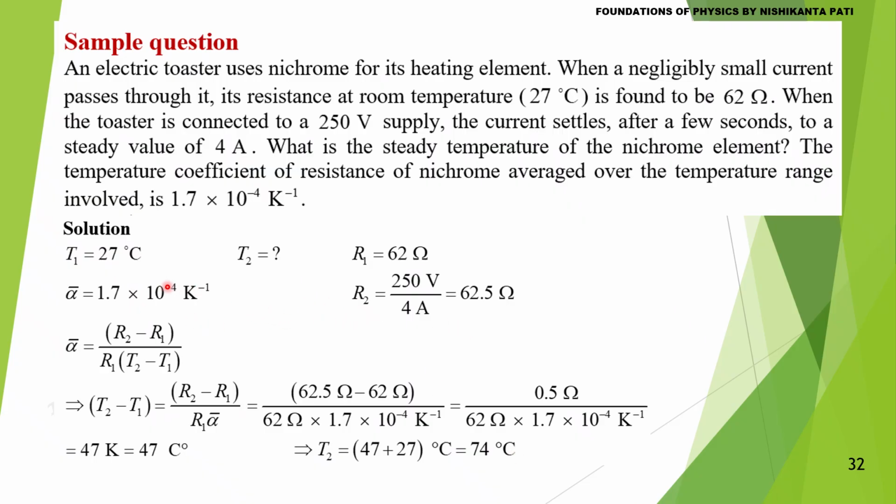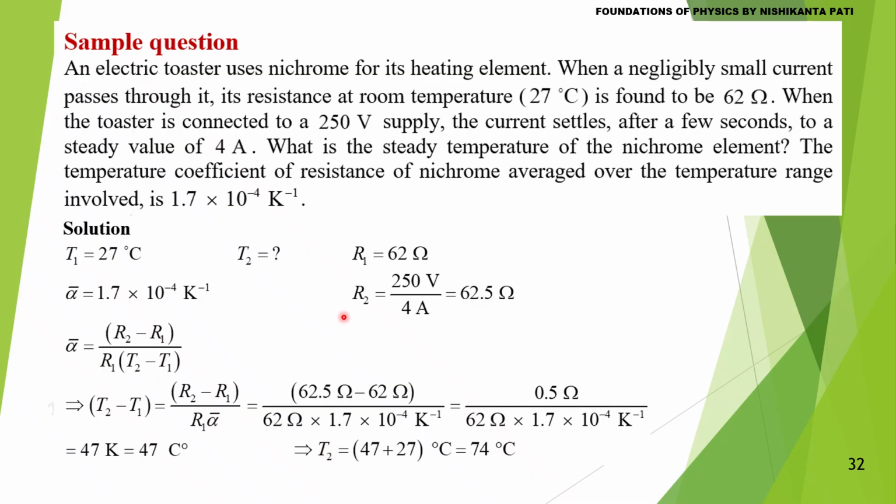This we can solve also in another method. We can take T2 to be 27 degree Celsius and T1 as the question mark; this will be R2, this will be R1, and then we can solve in the same way for T1.